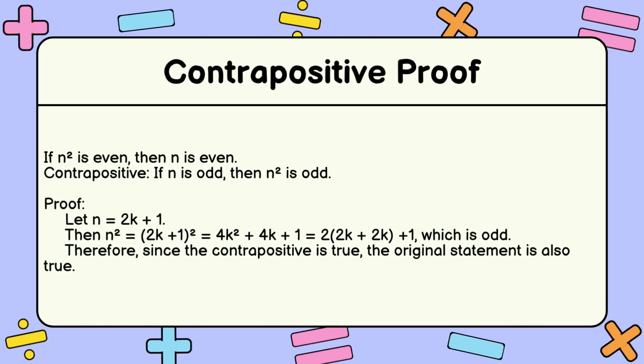Next, we have our contrapositive proof. Our given statement is if n squared is even, then n is even. The contrapositive of that statement is if n is odd, then n squared is odd. To prove the contrapositive, let n be equal to 2k + 1. Then n squared should be equal to (2k + 1) squared, which when simplified is 4k² + 4k + 1, and when we further simplify it, we can have it in the form of 2(2k² + 2k) + 1, which is an odd number. Therefore, since the contrapositive is true, the original statement must also be true.